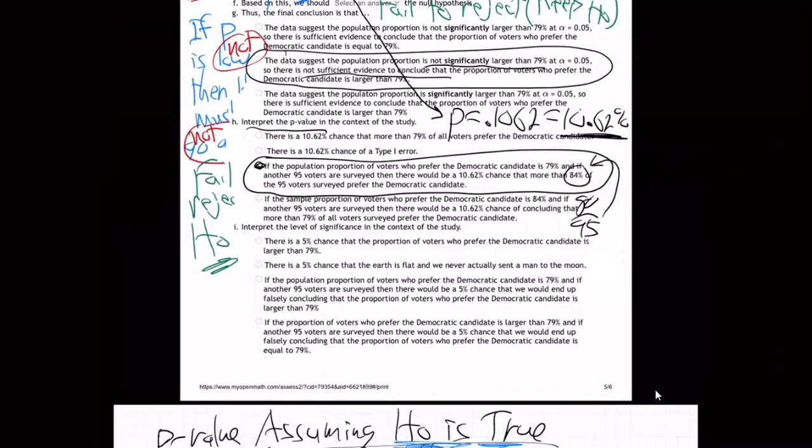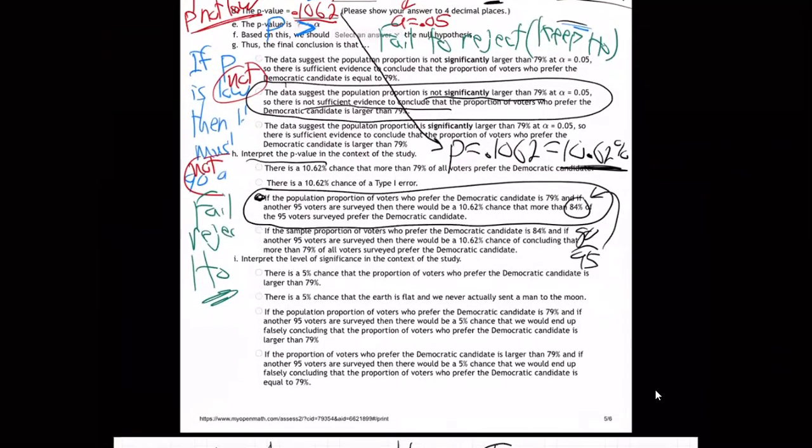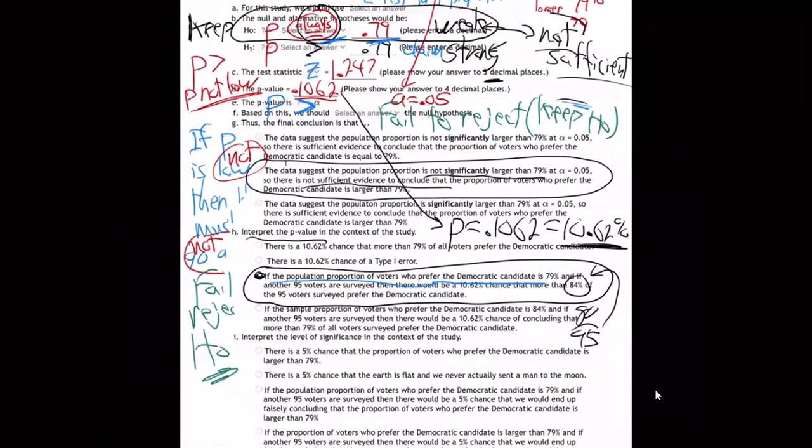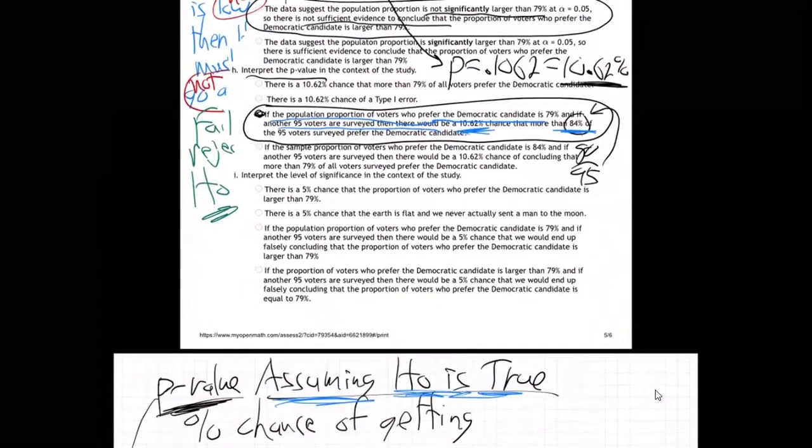So that's what they said here. They said if the population of voters who prefer is really 79, that's what the null says, right? The null says it's equal to 79. And then for having 95 voters come out 84%, that's a 10.62% chance. Exactly, that's what a p-value is. Finally, last part here, this last little part that we have. What's it say? Interpret the level of significance in the study.